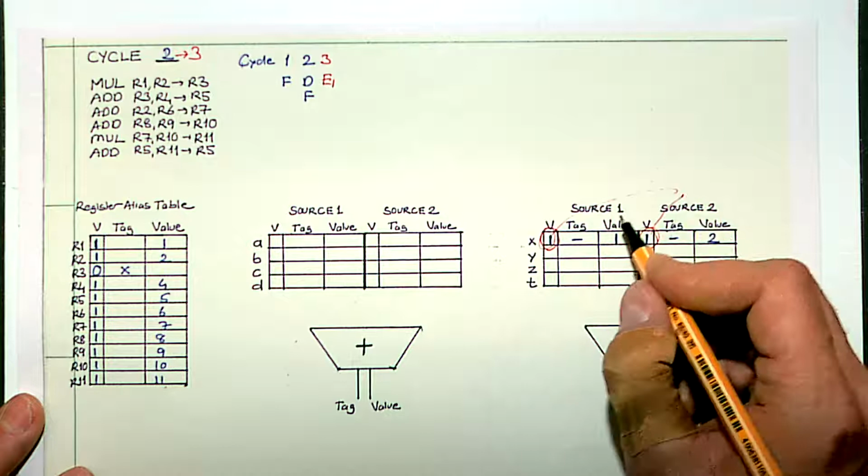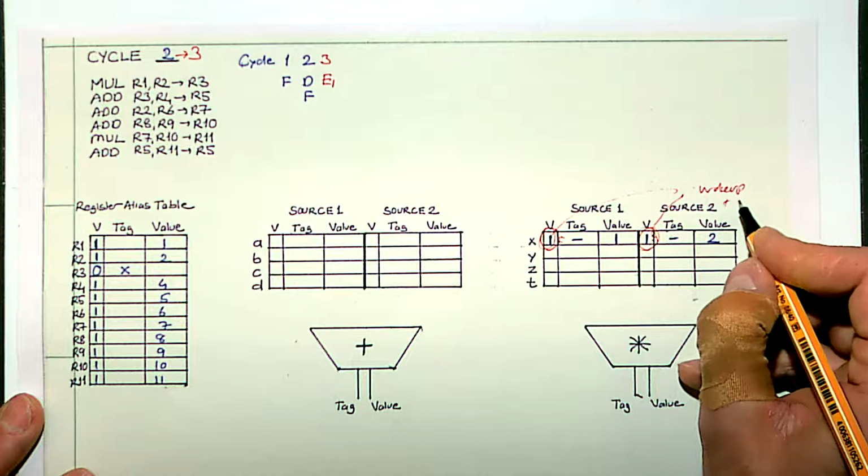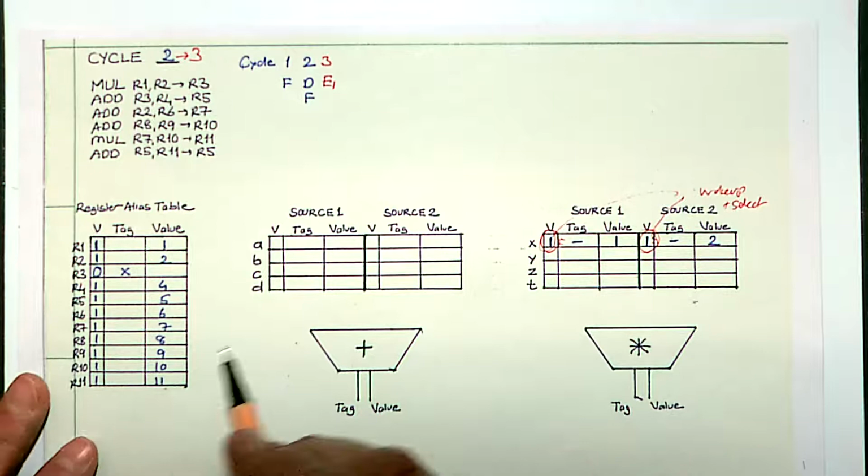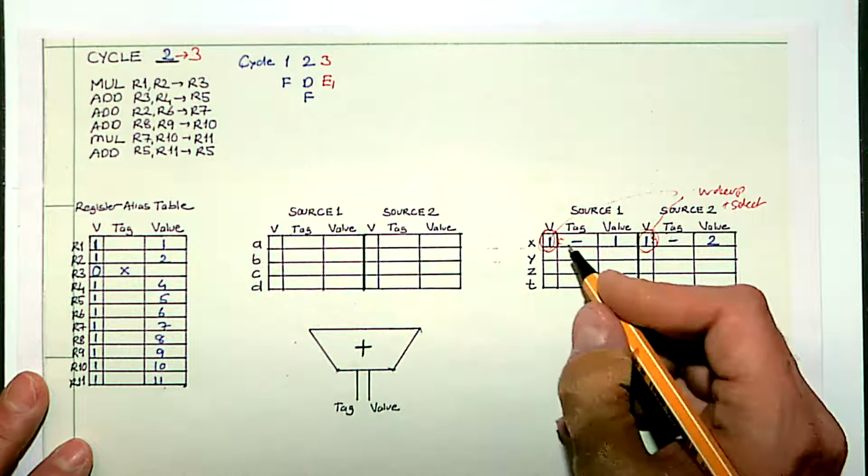Both sources are ready, which means that this instruction can wake up and execute, and can be selected. It's selected because it's the only instruction that's ready, right? So there needs to be some logic either in the decode stage or in the execute stage, which is really dependent on your critical path, that does this and does a wake up. I like thinking of it in the decode stage. So you wake up the instruction such that it's ready for execute. It executes in the next cycle.